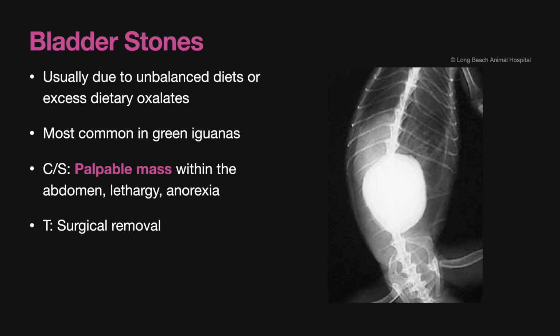Bladder stones in lizards typically result due to unbalanced diets or excess dietary oxalates. They are most common in green iguanas. Clinical signs include a palpable mass within the abdomen, lethargy, and anorexia. Treatment requires surgical removal.